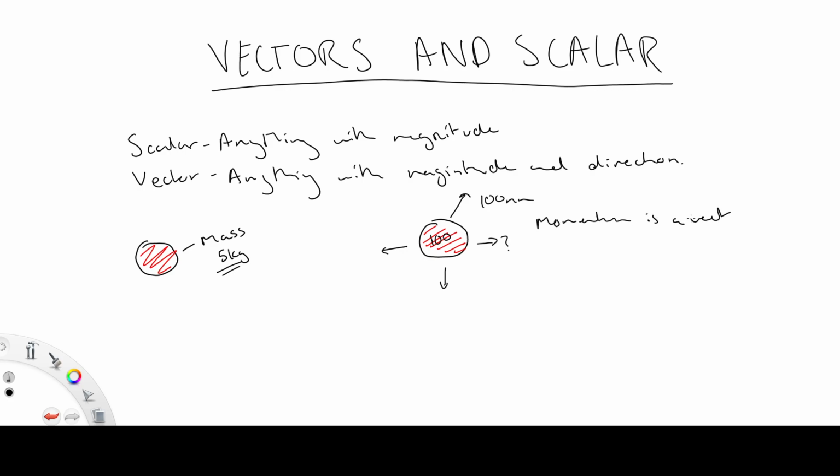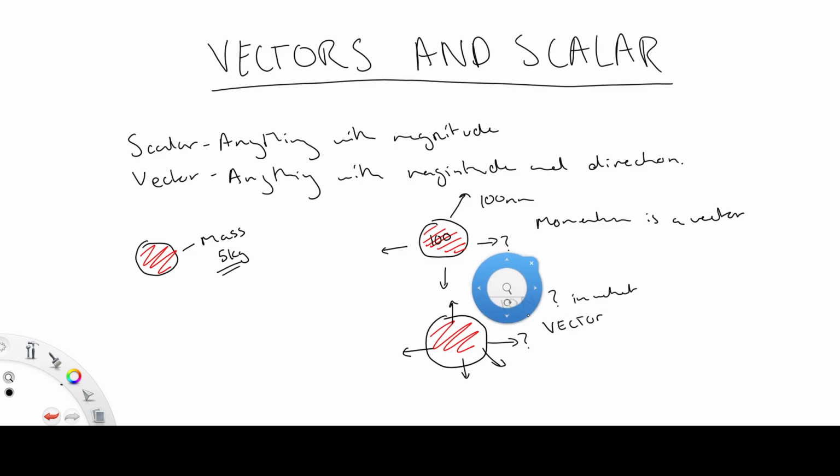Similarly, if I said that you've got a ball like this, and it's a red ball again, and let's say it's experiencing a force, I say that this ball is experiencing a force of 10 newtons. Then the question is, in what direction? Is it experiencing 10 newtons of force in this direction, in this direction, in this direction? In what direction is it facing that force? Therefore, this is also a vector.